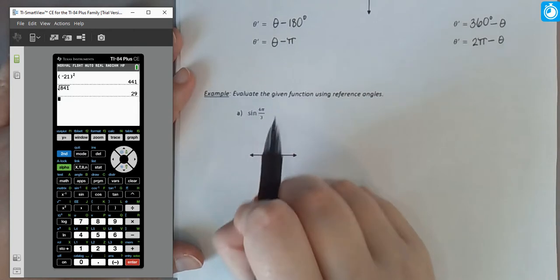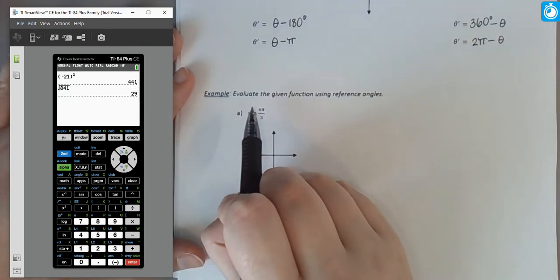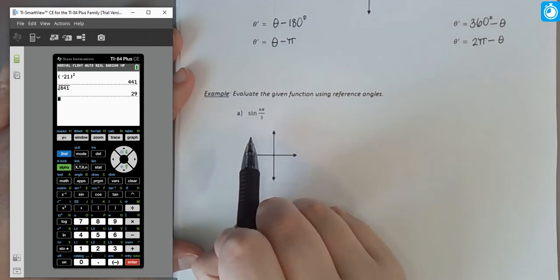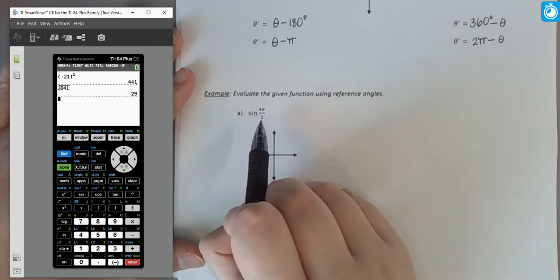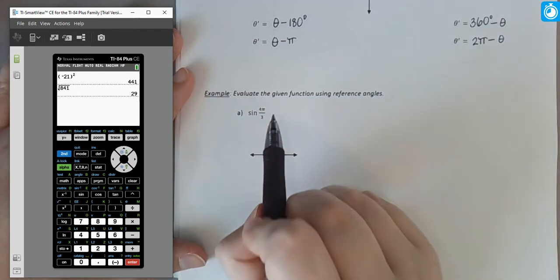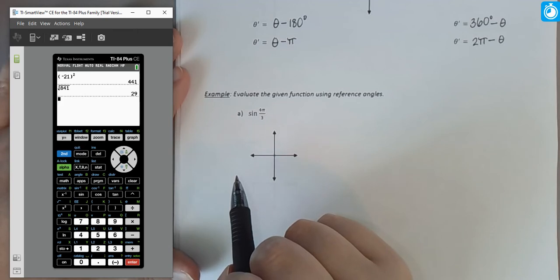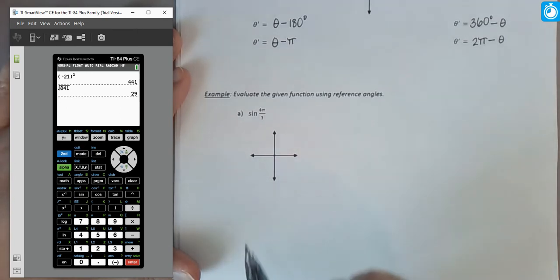Okay, so we want to evaluate this function using reference angles. So we want to find the value of the sine for the radian measure 4 pi over 3. What we want to do first is draw a picture. What does 4 pi over 3 actually look like? Specifically, what quadrant is it in? We don't have to be to scale, but we need to know specifically what quadrant we are in.